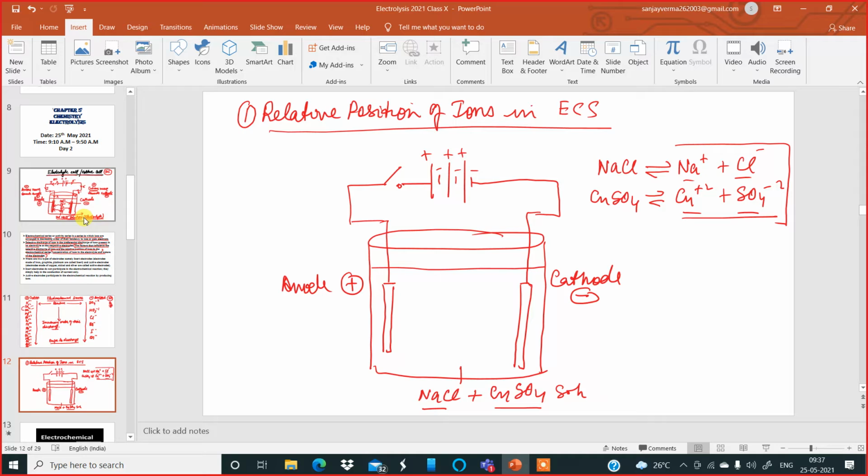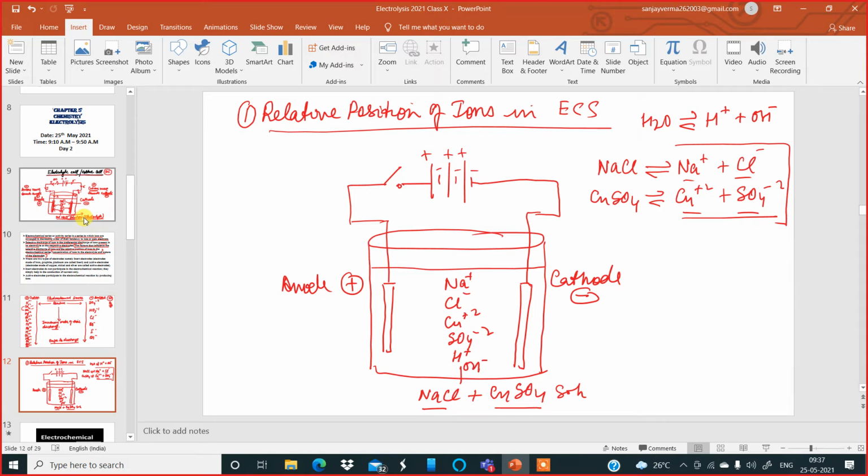As I've already told you, this electrolytic solution contains sodium ions, chloride ions, copper ions, and sulfate ions. So I'm going to write these ions down: sodium Na+, chloride Cl−, copper Cu2+, and sulfate SO4 2−. And since we made the solution by dissolving them in water, the water breaks down into H+ hydrogen and hydroxyl ions, so I'm going to write H+ and OH− also.